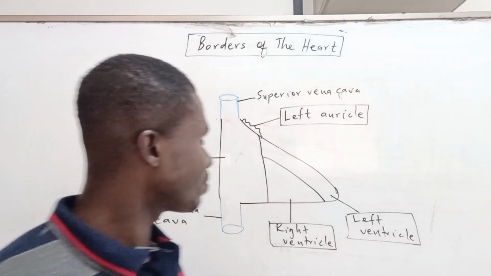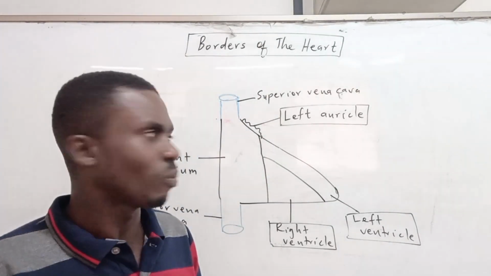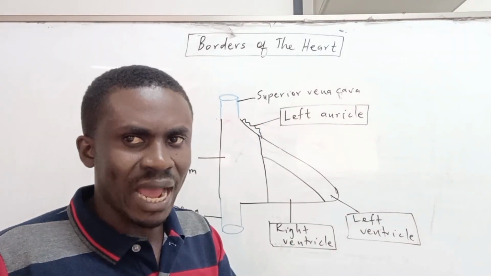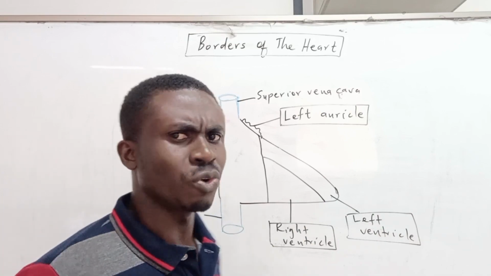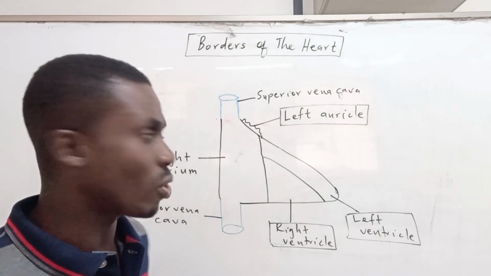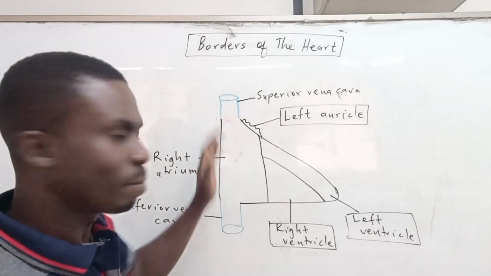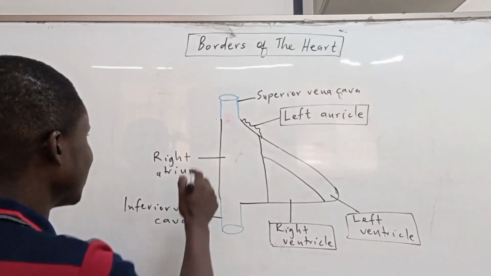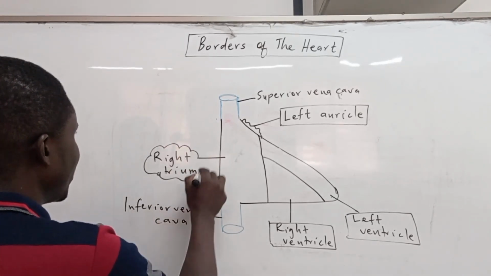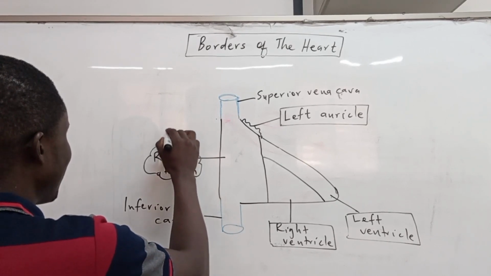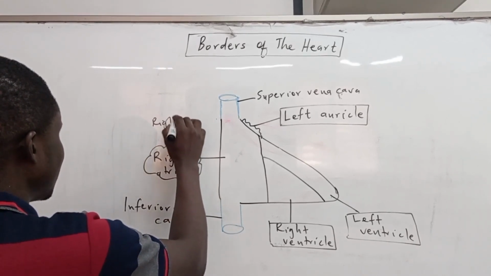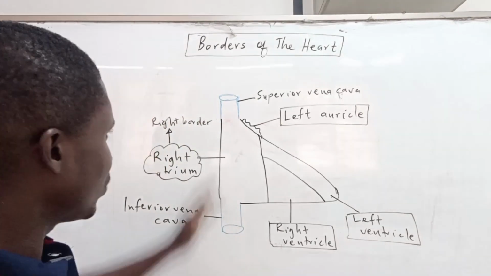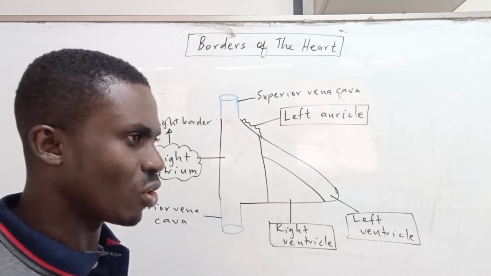And the first thing: what is the right border of the heart? The right border of the heart is contributed by what? I want you to tell me. So this is the right side, and whenever we say what contributes to the right border of the heart, your answer is the right atrium. It forms the right border of the heart, to this side.